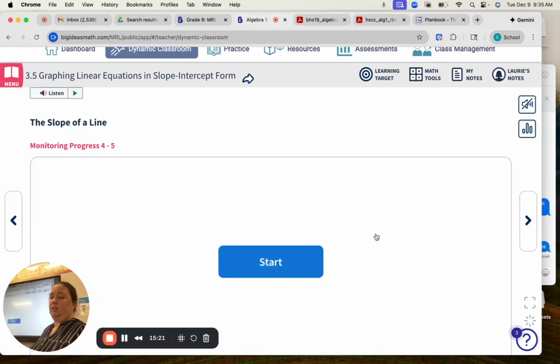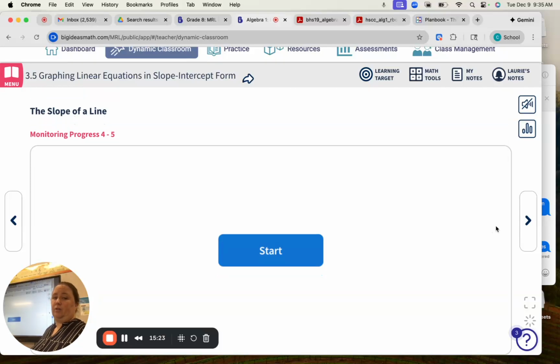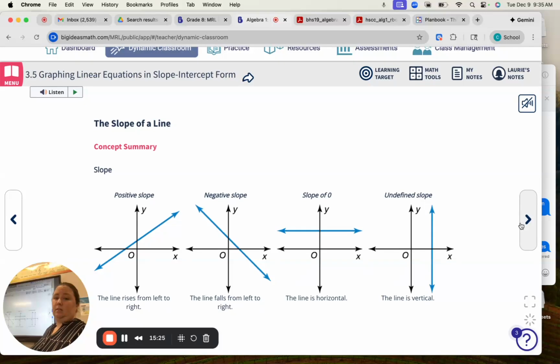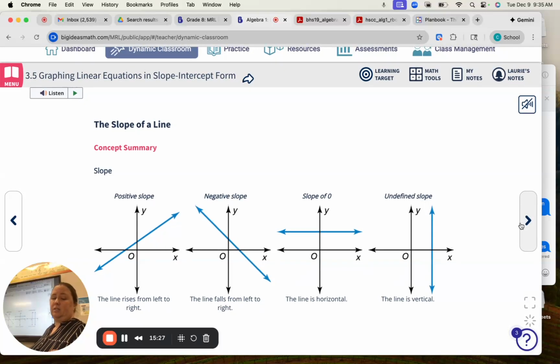All right, so now in your books, you're going to find numbers 4 and 5 and do those. And then write this. No, this is already in your journal, isn't it? I feel like I've seen this already this year. It could be 8th grade, though. That was great. Okay, so put this in your journals after you've done the next 2 monitoring progress.